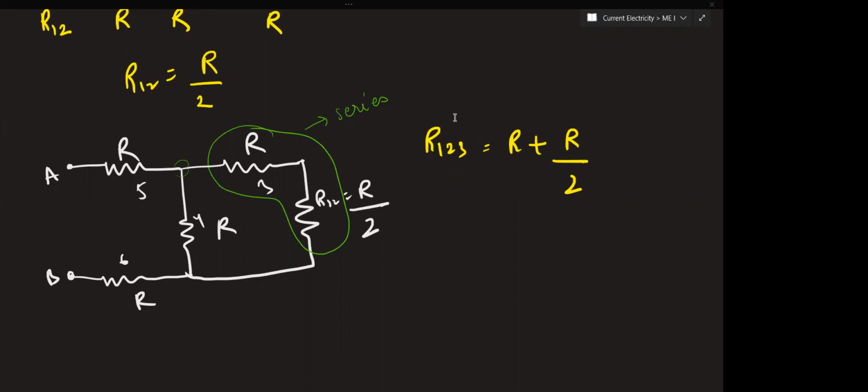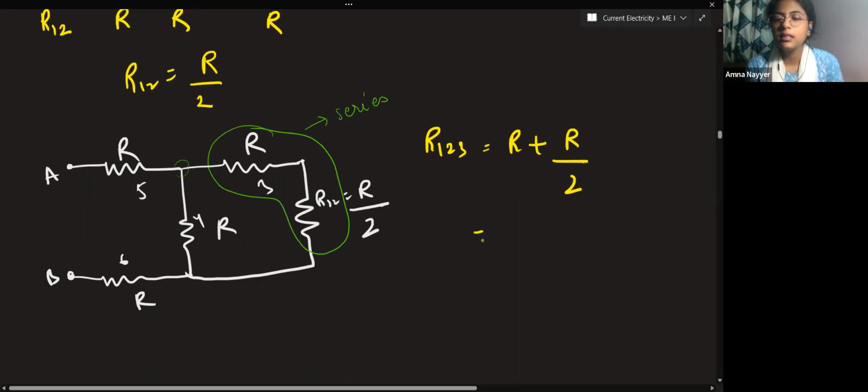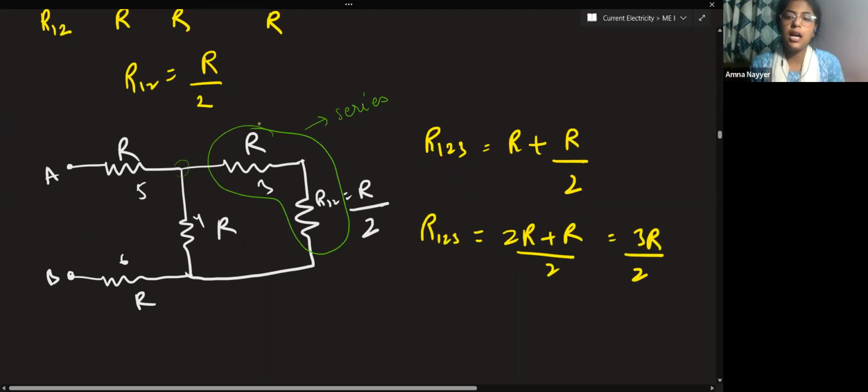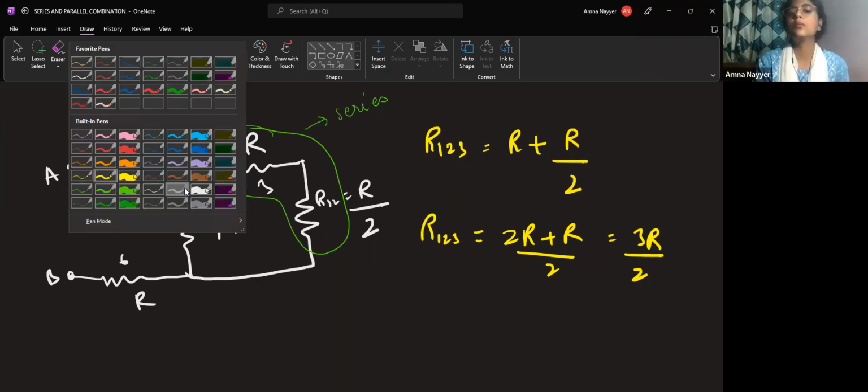Sorry again. So now the series combination R and R by 2 are there. We can just add it. So it becomes 2R plus R divided by 2, that is 3R by 2. So this is R1, 2, 3. Now we have replaced R1, 2 and R3 with it. So now see how the circuit will look like.